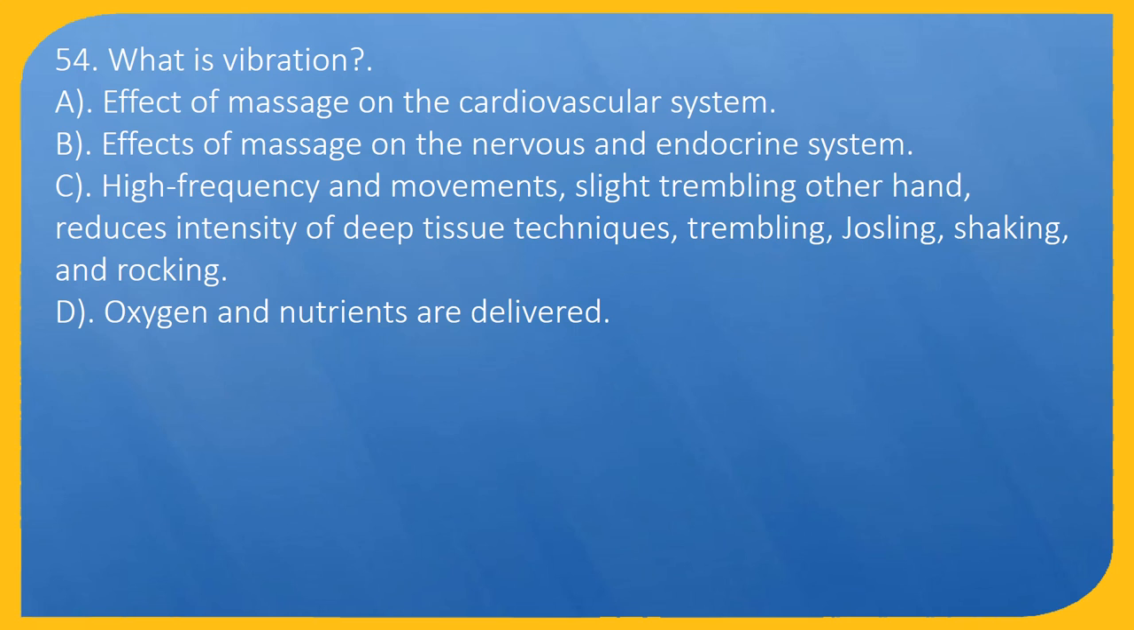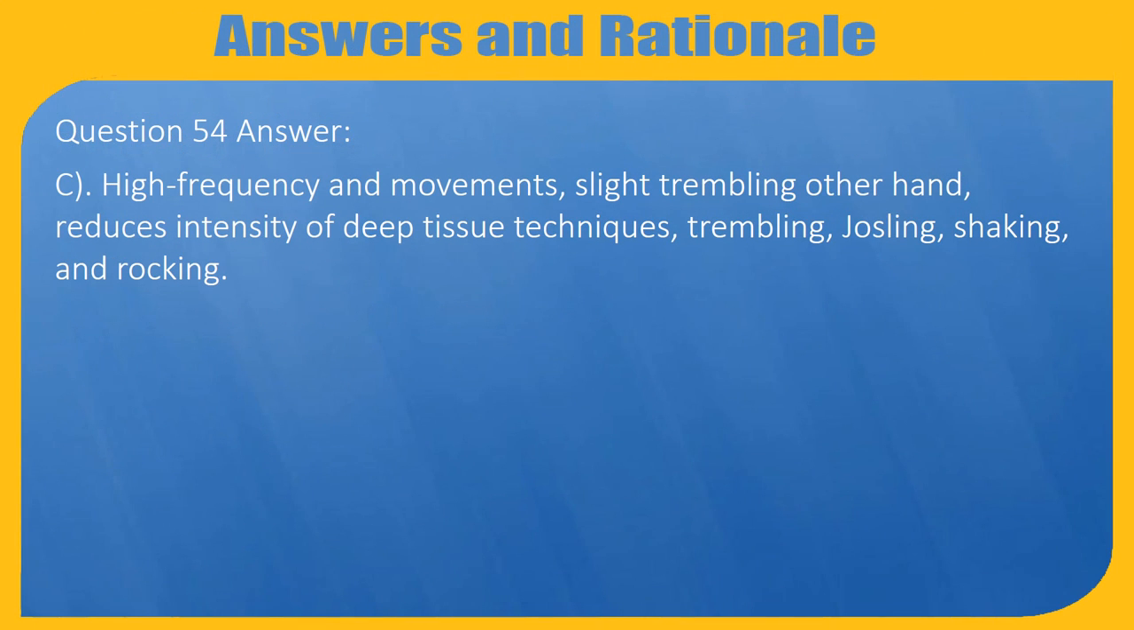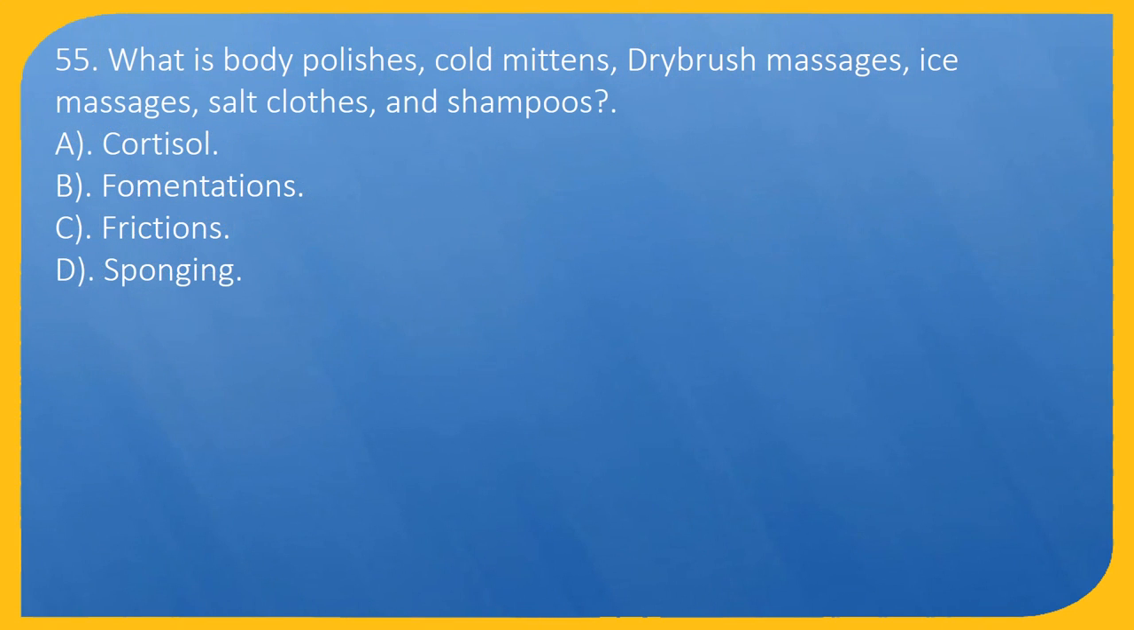Question 54. What is vibration? A. Effects of massage on the cardiovascular system. B. Effects of massage on the nervous and endocrine system. C. High frequency movements, slight trembling of the hand, reduces intensity of deep tissue techniques, trembling, jostling, shaking, and rocking. D. Oxygen and nutrients are delivered. Question 54. Answer C. High frequency movements, slight trembling of the hand, reduces intensity of deep tissue techniques, trembling, jostling, shaking, and rocking.